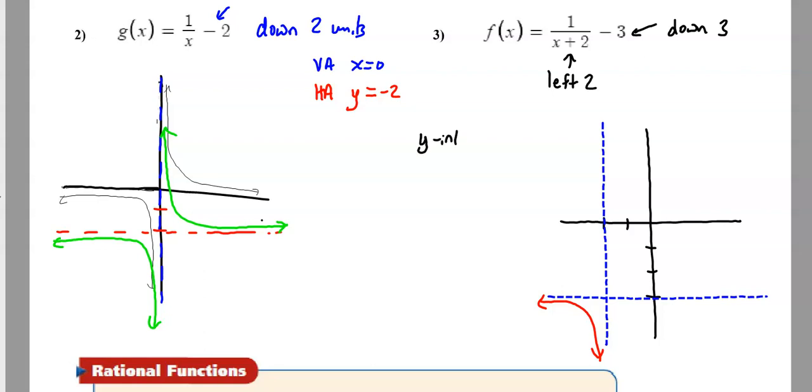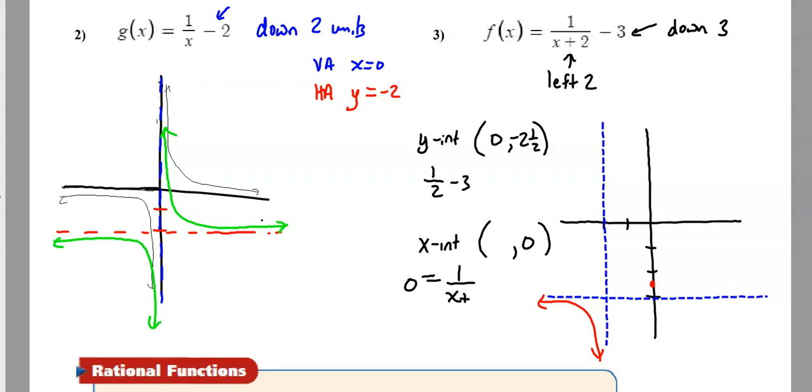So I know that for the y-intercept, I want to let x equal 0. So if I let x equal 0, that's going to be 1/2 take away 3. Well, that's negative 2.5. So right now I know that my y-intercept is at negative 2.5, which would be right there. And if I wanted to find my x-intercept, well, for the x-intercept, you let y equal 0. So I'm going to solve this, and I'm going to say, well, if y equals 0, then 0 equals 1 over x plus 2 minus 3.